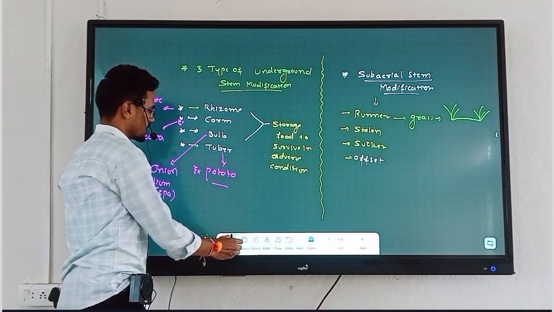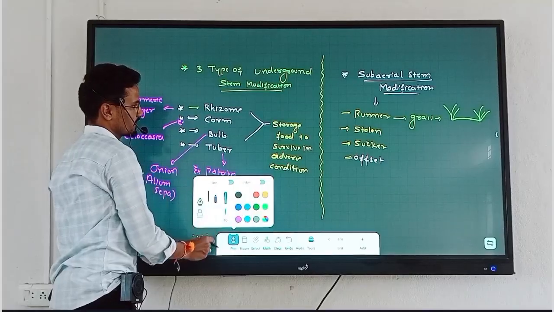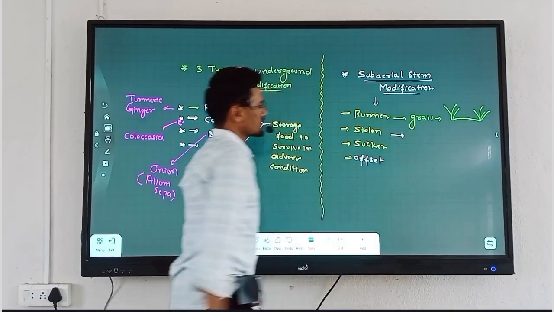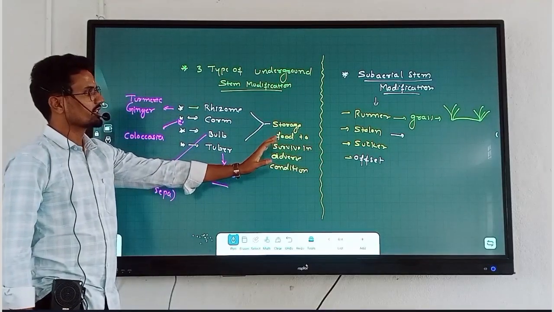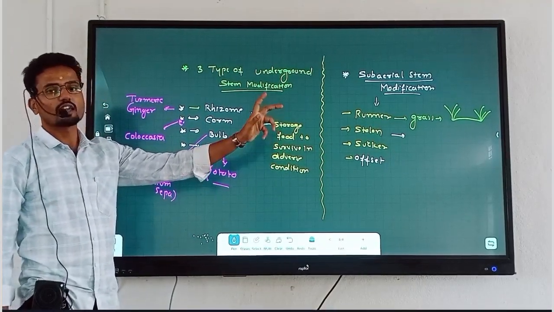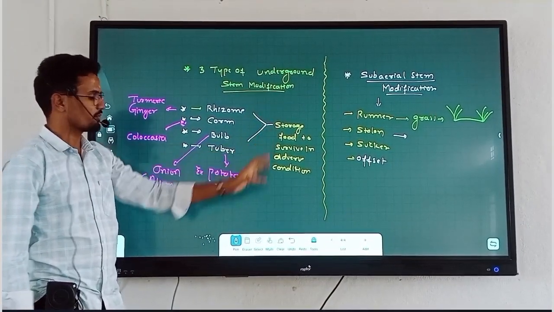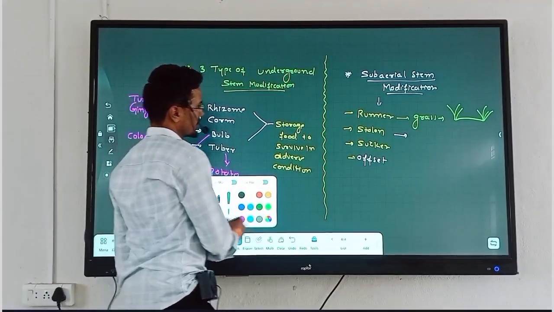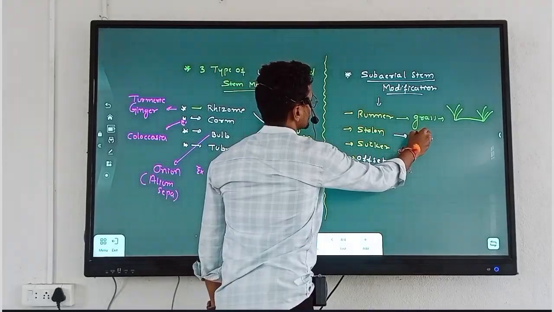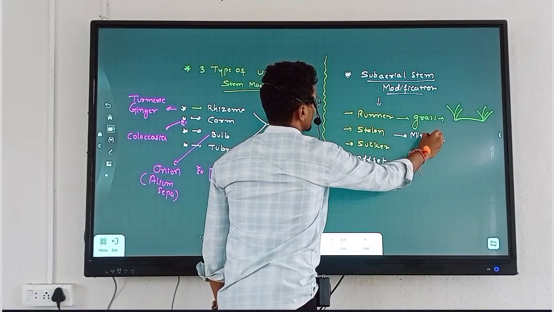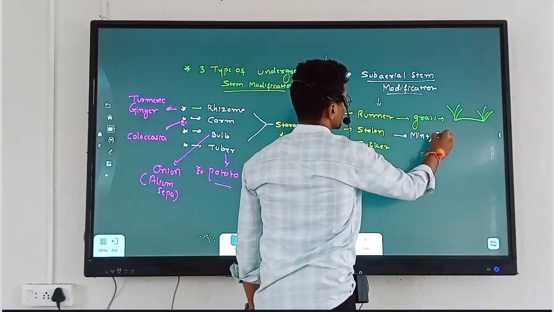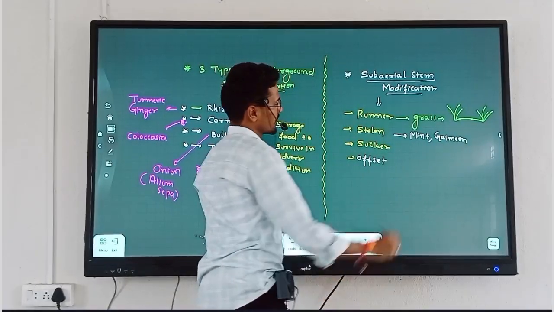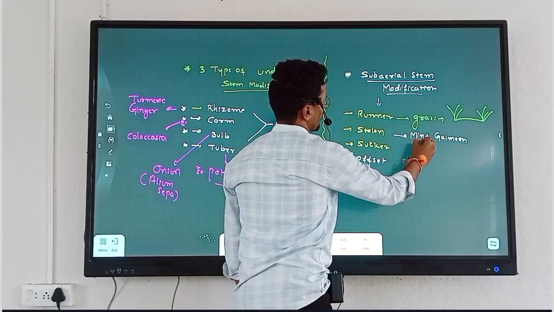Next is stolon. That is also one type of aerial modification of a stem. Here the examples are mint, jasmine, and strawberry.